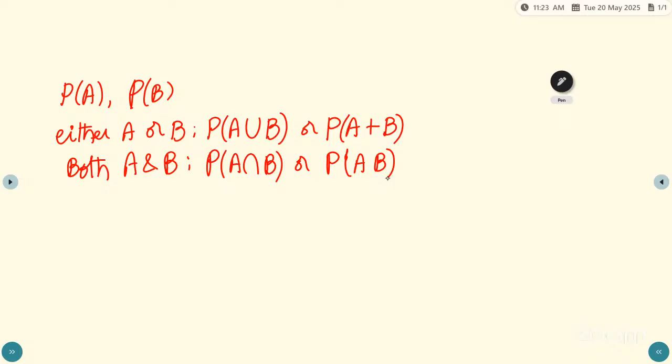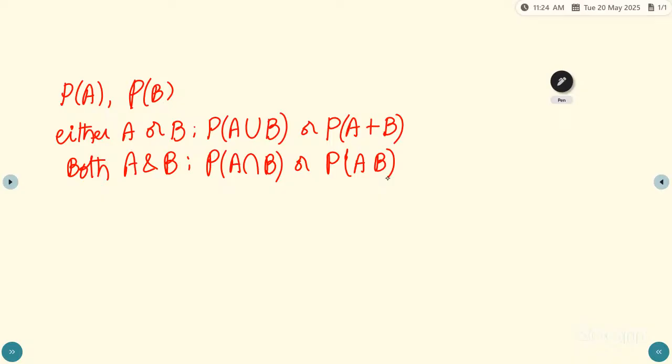Right now, if A, B are two mutually exclusive events. Mutually exclusive, yesterday I think I have explained with plenty of examples.